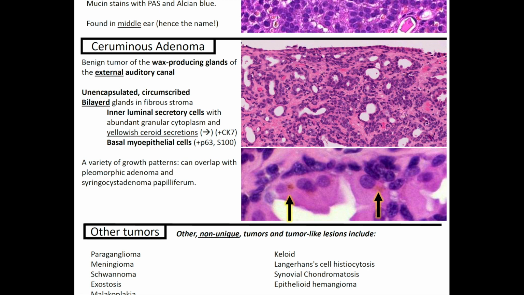Some other tumors to be aware of, other non-unique tumors and tumor-like lesions, include paraganglioma, meningioma, schwannoma, exostosis, malakoplakia, keloid, Langerhans cell histiocytosis, synovial chondromatosis, and epithelioid hemangioma.